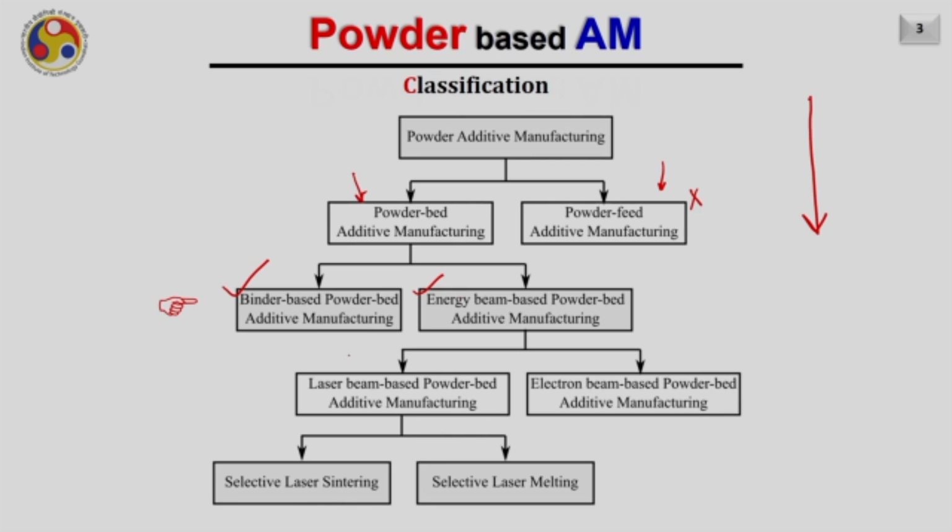The energy beam based method could be laser beam or electron beam, and we have also seen that the laser beam based method could be laser sintering or laser melting. So this part we have already discussed, so we are not going to discuss it now. Our focus will now be only on binder based powder bed additive manufacturing in this lecture.